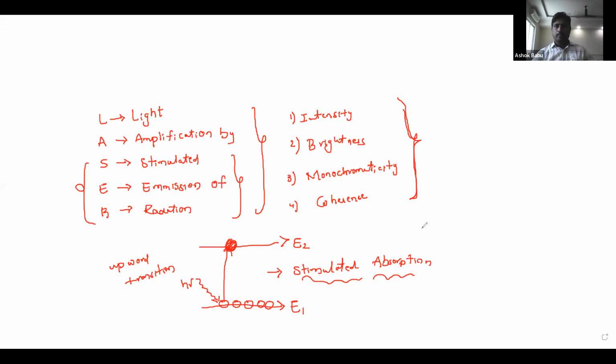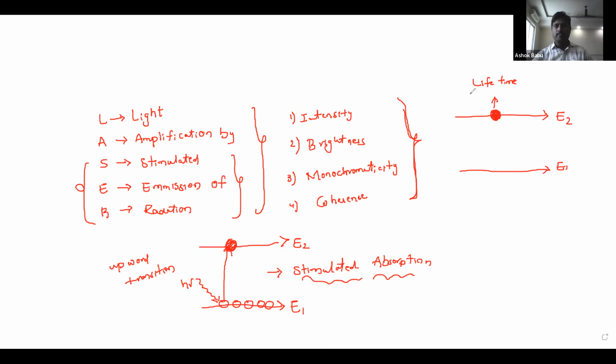Coming to the stimulated absorption, atoms in the ground state, when absorbing energy, are excited to the higher energy state. Here two types of emission processes are there: one is spontaneous emission and the second is stimulated emission. Coming to spontaneous emission, again I am taking two similar energy levels E1 and E2. This is the excited atom. This atom has a particular lifetime; it stays only some time in the excited state.